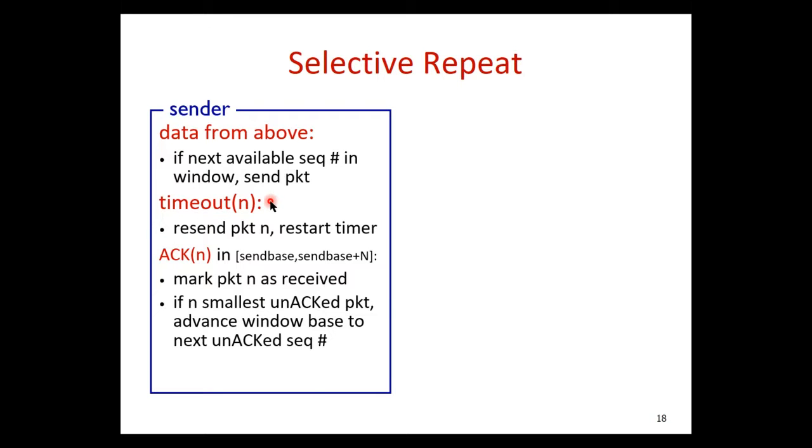When it receives an ACK of packet number n, it will simply mark packet n as received. If the ACK is in the window, it will mark the packet as received, and then attempt to slide the window if it can. If n is the smallest unacknowledged packet, it will advance the window as far to the right as possible, and it will stop at the first unacknowledged number that it finds. So it may move multiple notches to the right.